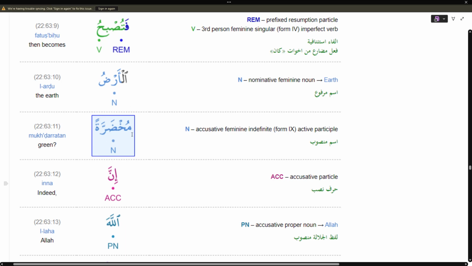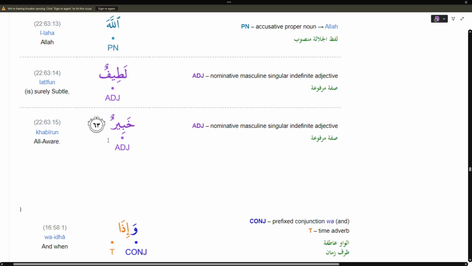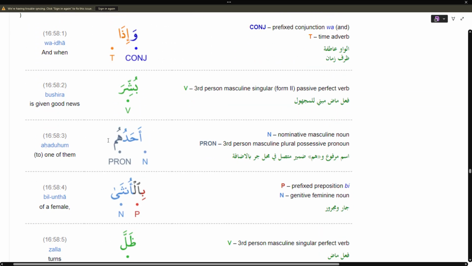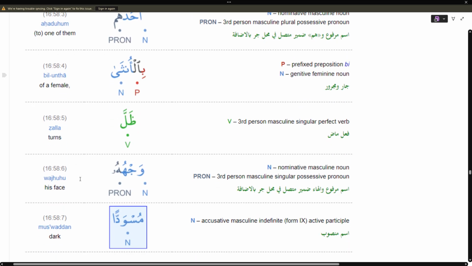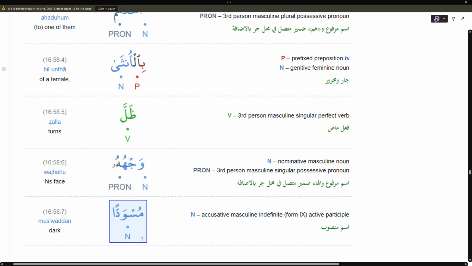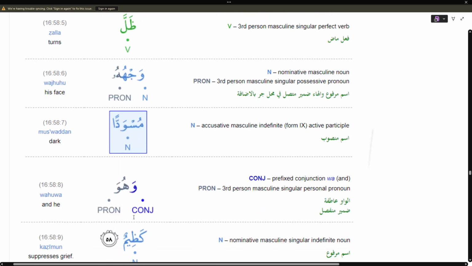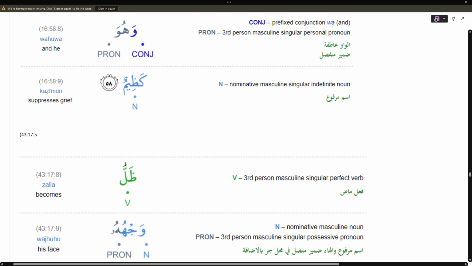This is from Kha, Dad, and Ra. وَإِذَا بُشِّرَ أَحَدُهُمْ بِالْأُنْثَى, and when one of them is given good news of a female, ظَلَّ وَجْهُهُ مُسْوَدًّا, his face turns dark. So muswaddan, this is seen; dal is a root letter for black. وَهُوَ كَظِيمٌ, and he suppresses grief.